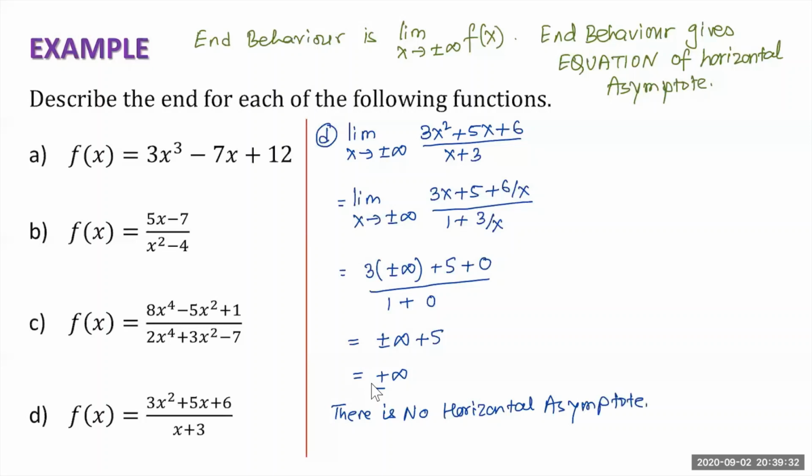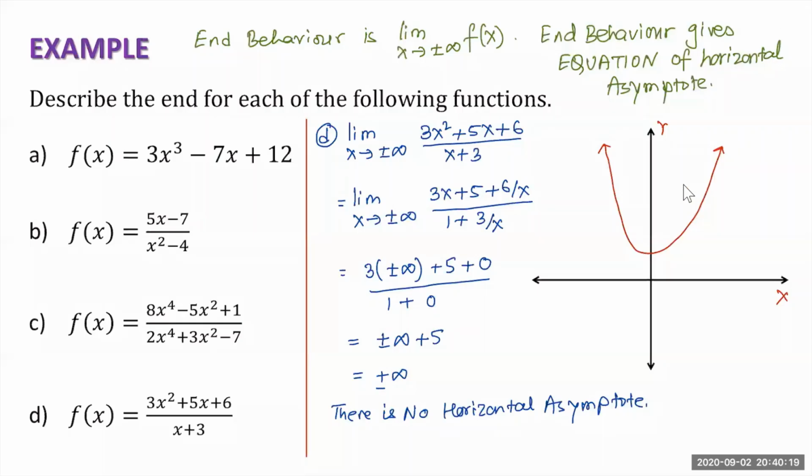Let me write that: there is no horizontal asymptote. We can also verify this by drawing the graph of this function. So this is the graph of this function. We can clearly see when you go to negative infinity or positive infinity, it's not going to any finite value. When x goes to negative infinity, this graph is going towards positive infinity, and also on this side, it's going towards positive infinity. So clearly, this graph does not have any horizontal asymptote.